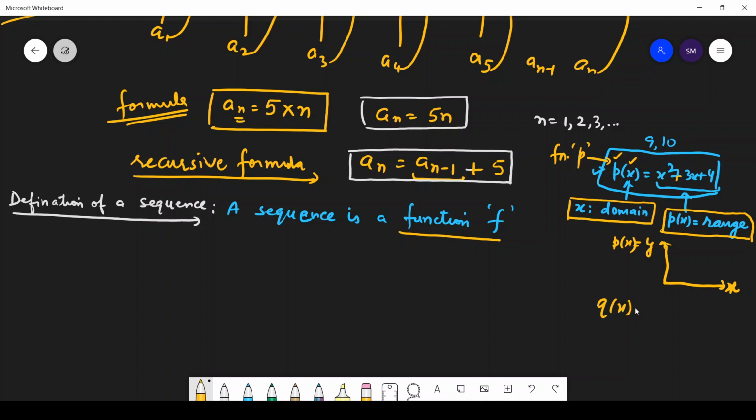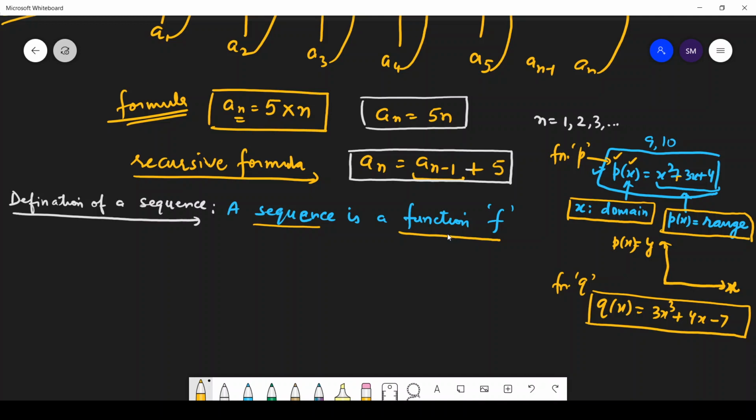You have done this kind of polynomial, 3x cubed plus 4x minus 7. So this is also another function, another polynomial function. So this is function q of x. This is function q. This is function p. So function f means f of x. We write it as that, as a general term.